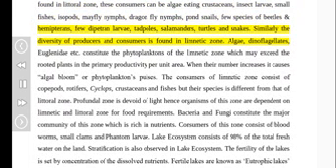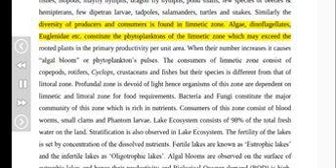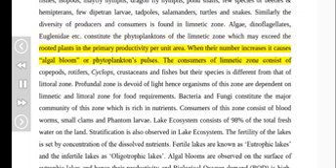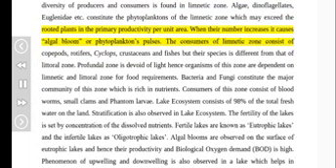Similarly the diversity of producers and consumers is found in limnetic zone. Algae, dinoflagellates, euglenidae etc. constitute the phytoplanktons of the limnetic zone which may exceed the rooted plants in the primary productivity per unit area. When their number increases it causes algal bloom, or phytoplankton pulses. The consumers of limnetic zone consist of copepods, rotifers, cyclops, crustaceans and fishes but their species is different from that of littoral zone.